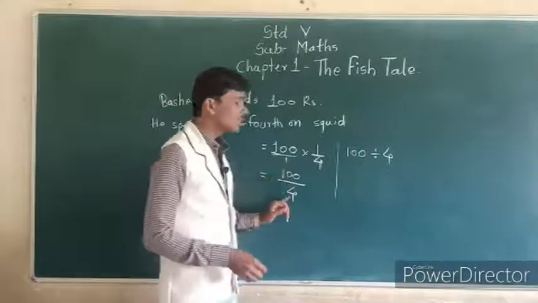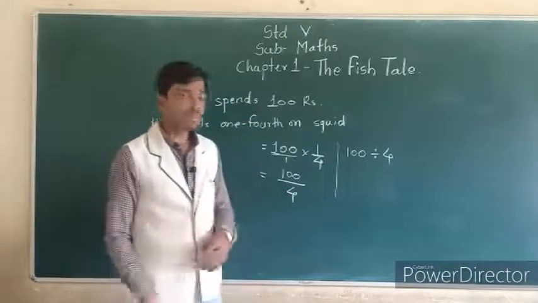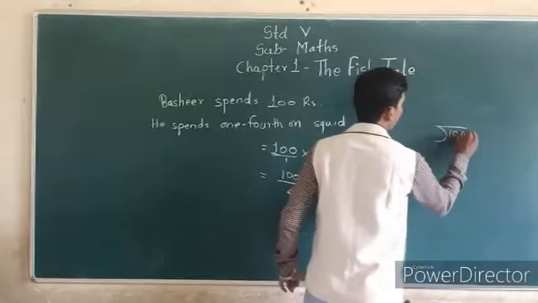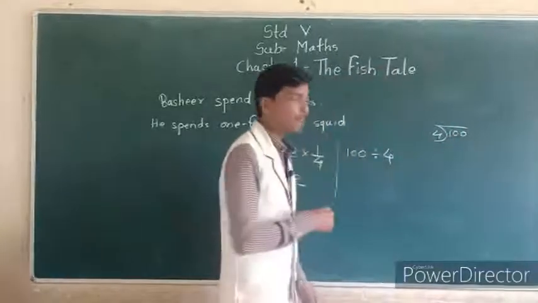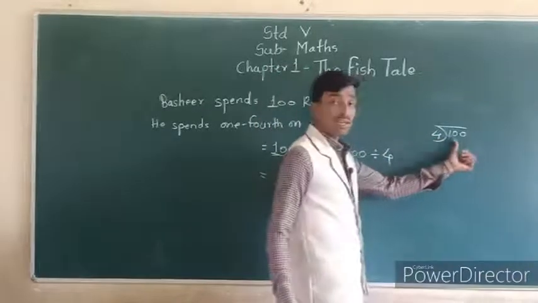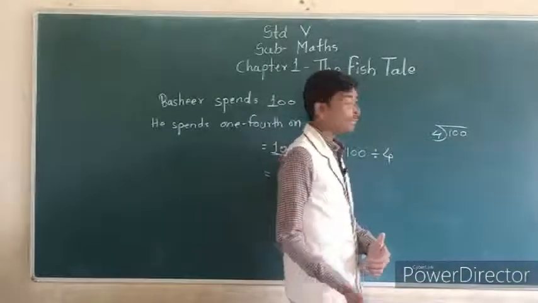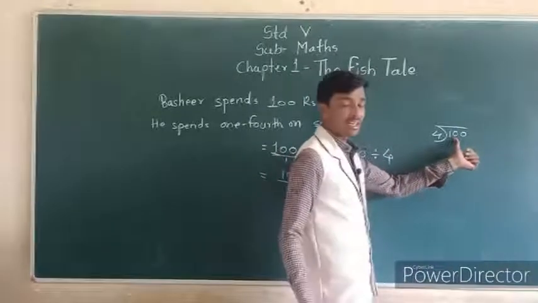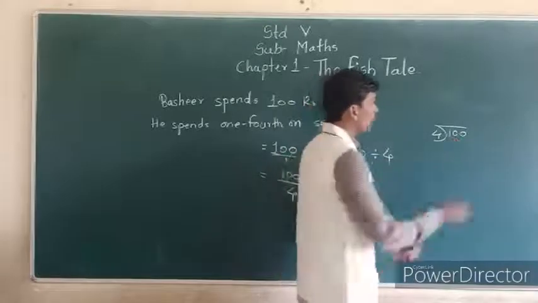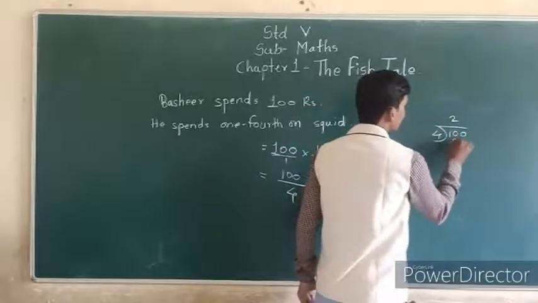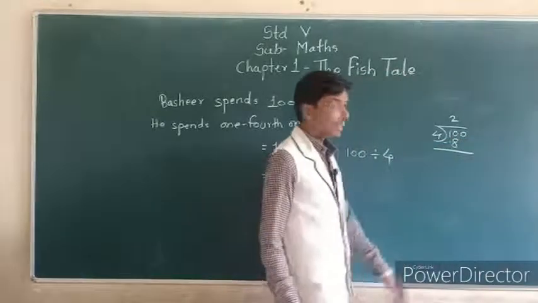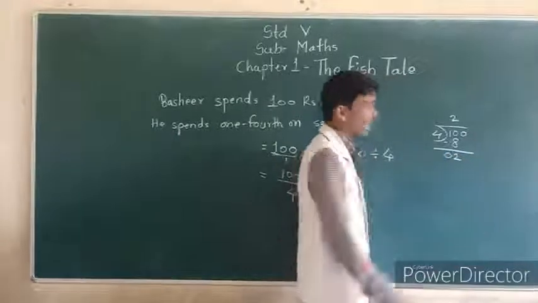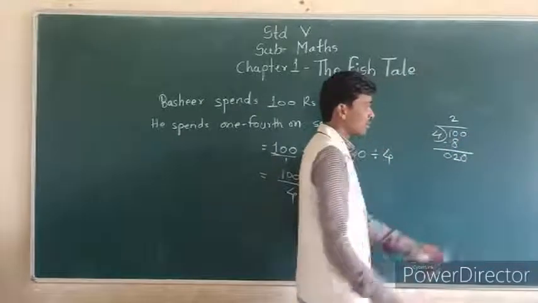You can do this division on the rough page, otherwise you can do it orally. Okay, I will do it here. 100 divided by 4. 4 1s are 4, 4 2s are 8, 4 3s are 12. 12 is the greater number, so we cannot take that 12. So 4 2s are 8. 10 minus 8 is 2, correct, and take this 0 down, now it becomes 20.